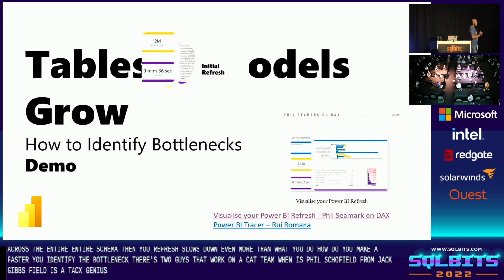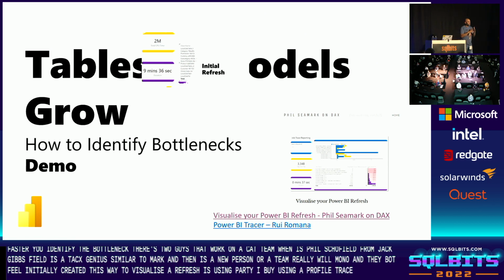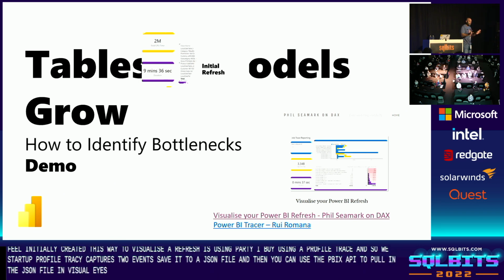And then there's a new person on our team, Rui Romano, and Phil initially created this, a way to visualize your refreshes using Power BI by using a profile trace. So he starts up a profile trace, captures 2 events, saves it to a JSON file, and then you can use the PBIX Power BI to pull in the JSON file and visualize your refresh. It's pretty remarkable what Phil did.